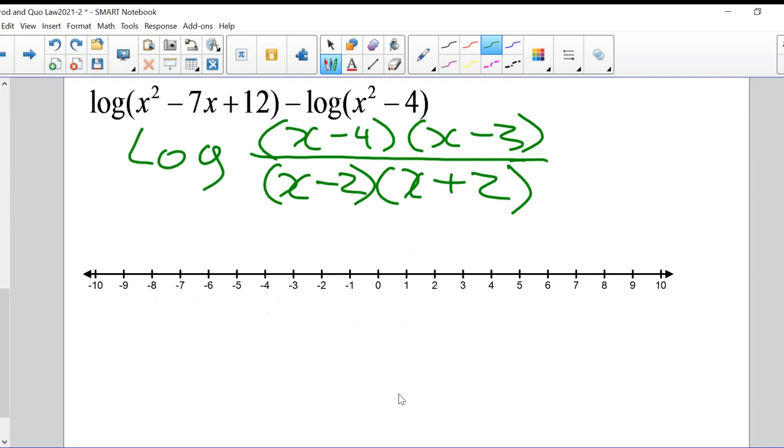I'm going to put in those regions that are satisfied by this top being greater than 0 and the bottom being greater than 0. All right? Okay, work with me on this now. I'm working on the top right now, it's plus 4 and plus 3. So it's going to be this way, and it's going to be this way, right? That's where the top is happy.